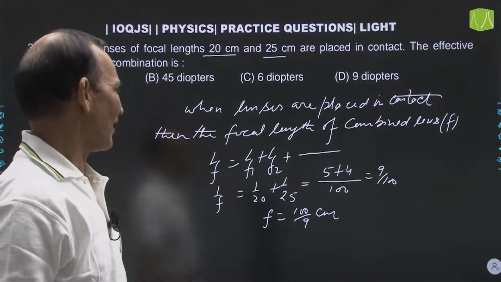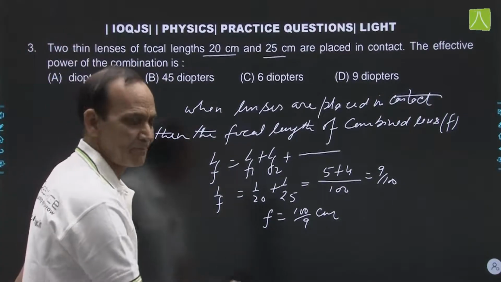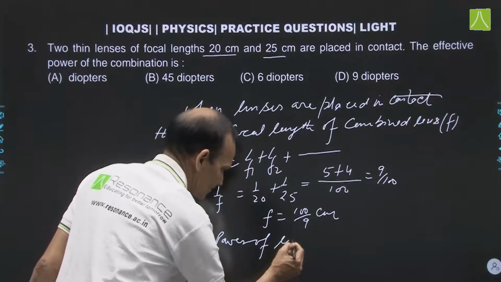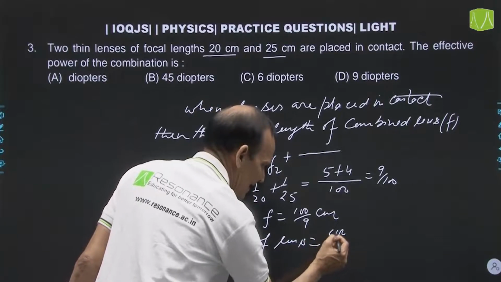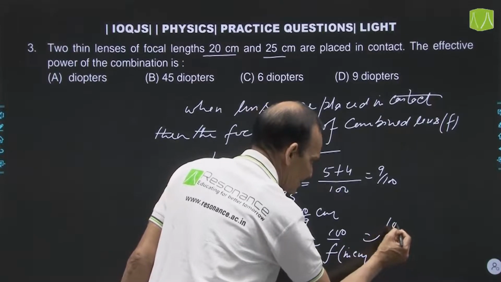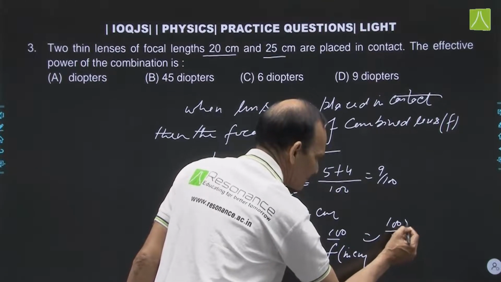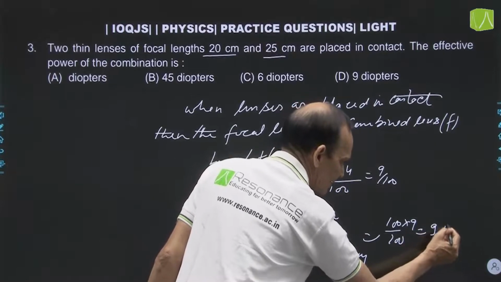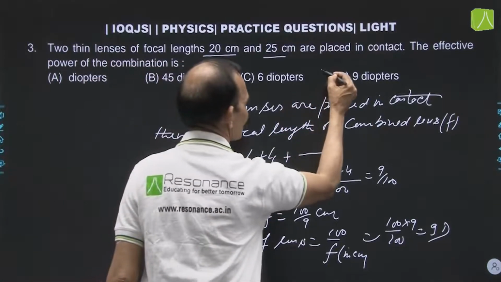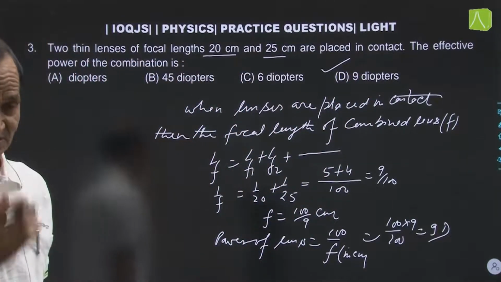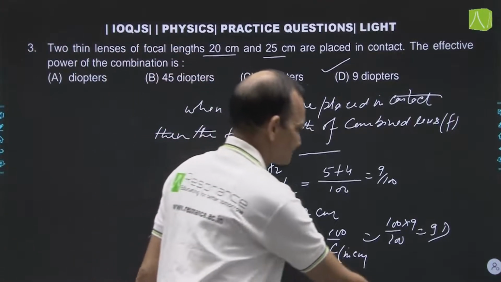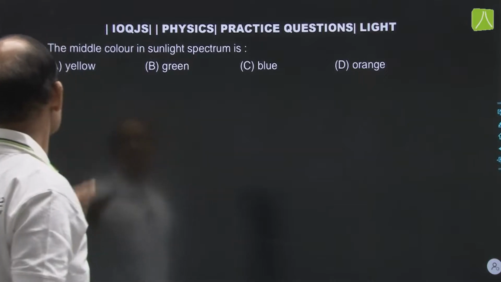We know it is the focal length. We know that the power of lens is 100 upon f, but f must be in centimeter. So it is 100 divided by 100 upon 9, that is 9 diopter. It is the answer. So the correct option is D. It is question number 3. Now the next question. Next question is the fourth question.